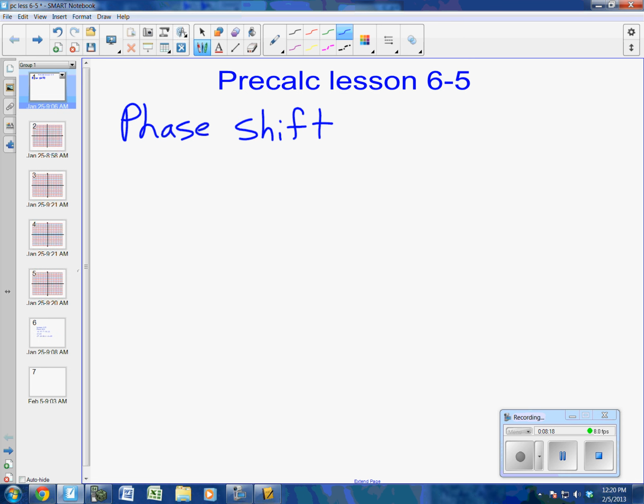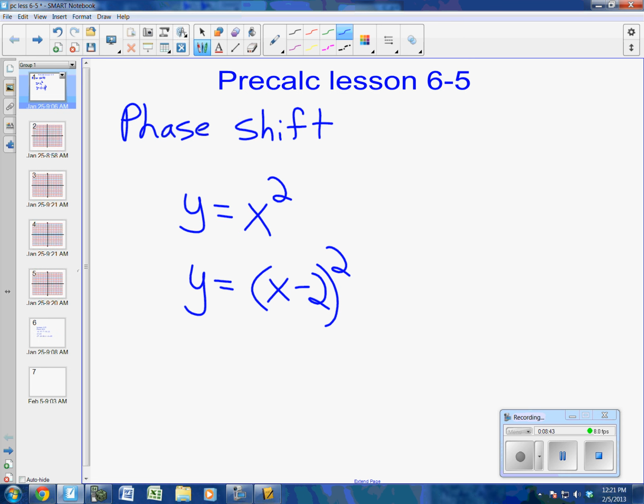Do you guys remember when we were working earlier, we learned how to transform functions left and right, horizontal shifts? If I take y equals x squared, what's that parent function right there? Quadratic. Okay, what if I did this? What would happen to the function if I did this? Yeah, this one would shift right too. Do you guys remember doing that? 2 units. Okay. This is called a horizontal shift.